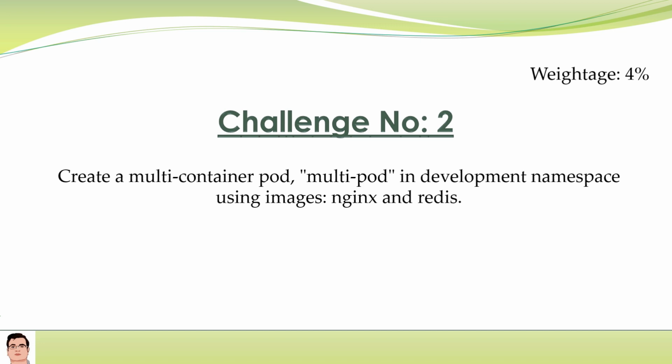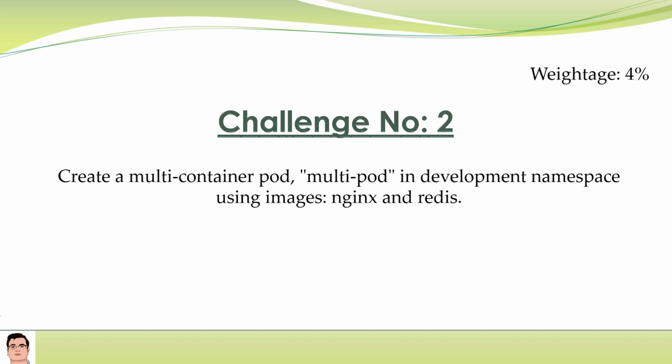We first have to look into whether the development namespace exists in the environment or not. If it exists, then we don't have to create it, and if it does not exist, then we have to create it. And we can use the images nginx and redis as per the question. The weightage is 4%, which clearly means this is a very simple question. There is no complexity. If we define the YAML definition file perfectly, then it will be in the running state without any problem.